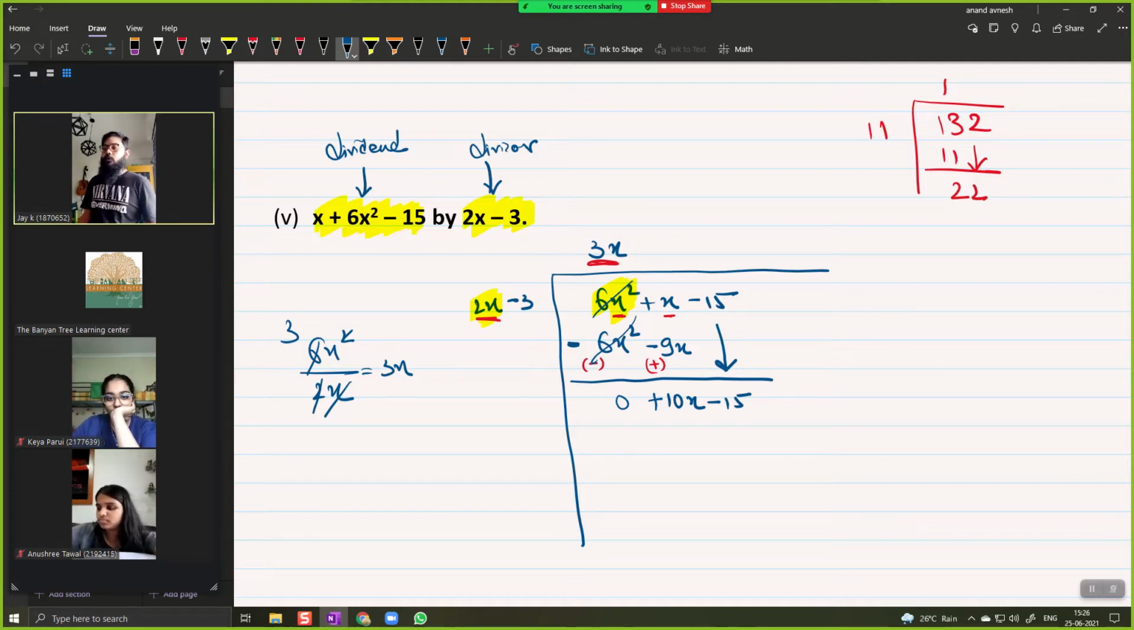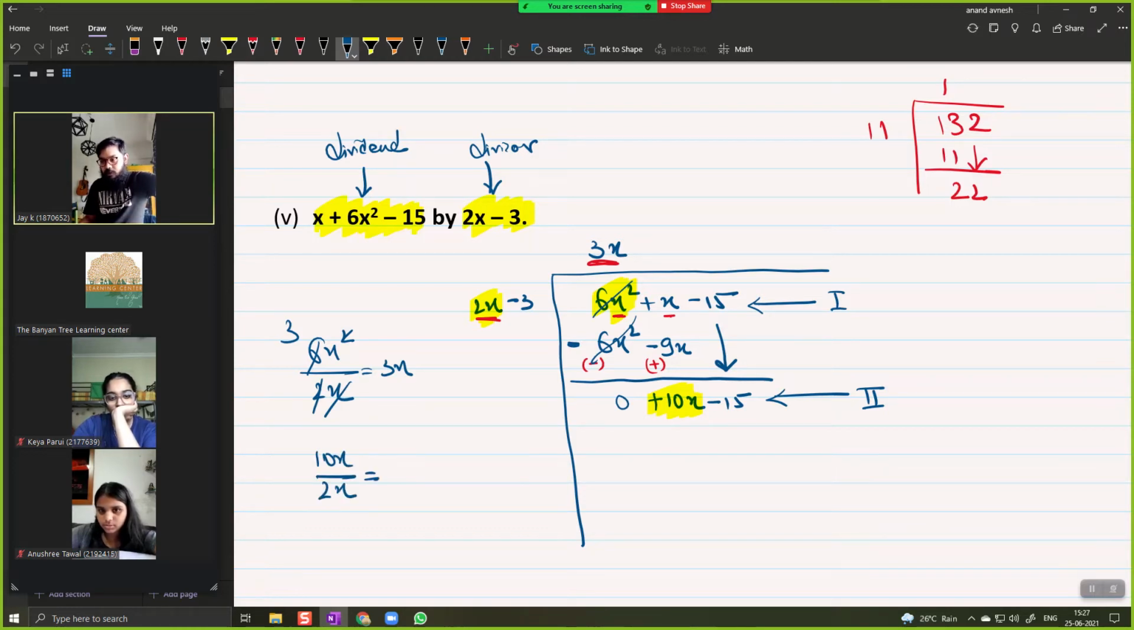Now the second step, the second phase of division continues. Can anyone tell me which is the first term of your dividend now in the second step? This is step 1. Now we are in step 2. In step 2, which is the first term of the dividend? Plus 10x. Right? Now you have to divide plus 10x by 2x.